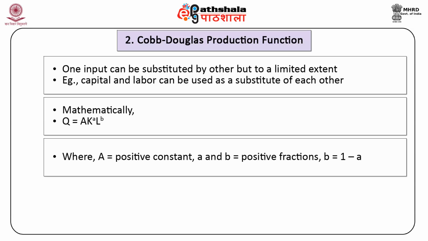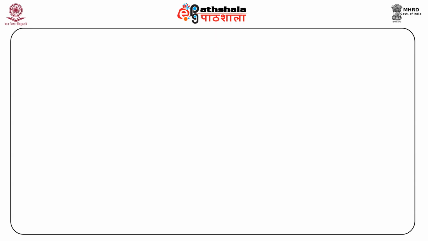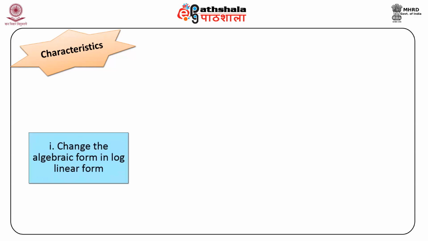Therefore, Cobb-Douglas production function can also be expressed as follows. Q = A K^a L^(1-a). The characteristics of Cobb-Douglas production function are as follows. First, it makes it possible to change the algebraic form into log linear form, represented as follows. Log Q = log A + a log K + b log L.